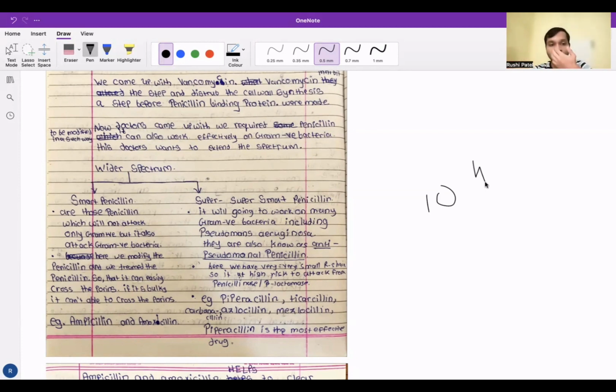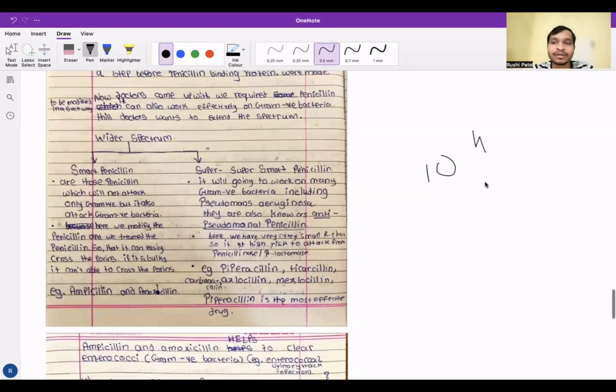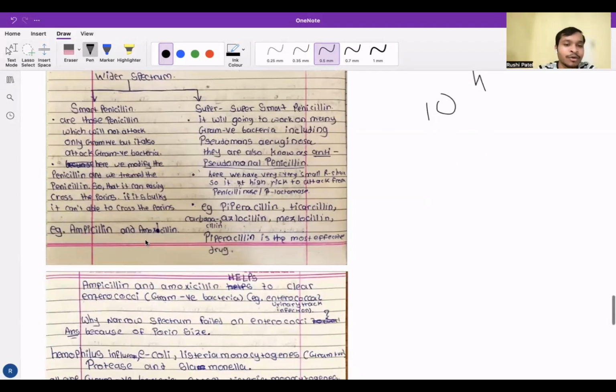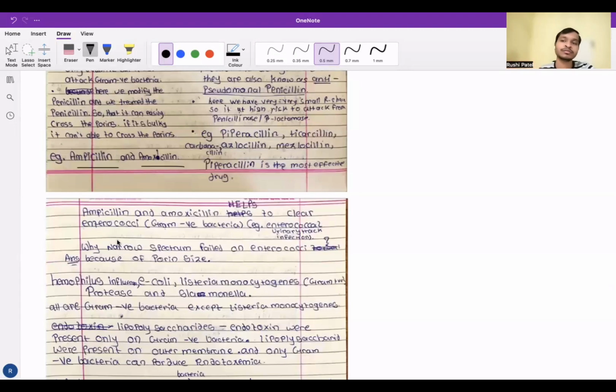Our examples are two drugs, ampicillin and amoxicillin. Most doctors nowadays use these drugs. Among them, the one I like too much is amoxicillin. It's my favorite one. It cures the patient too fast, so it is a good antibiotic.